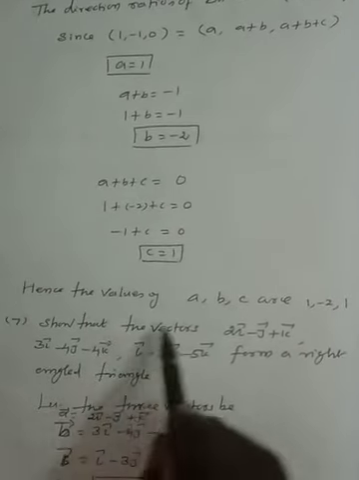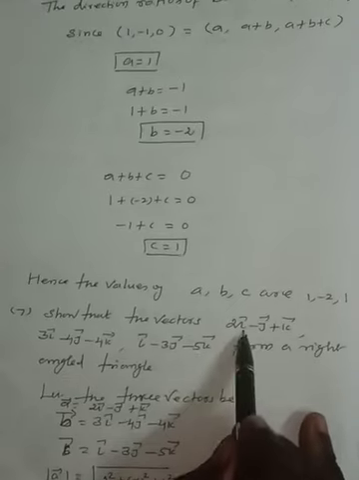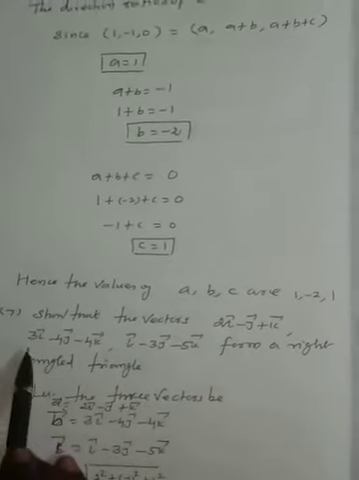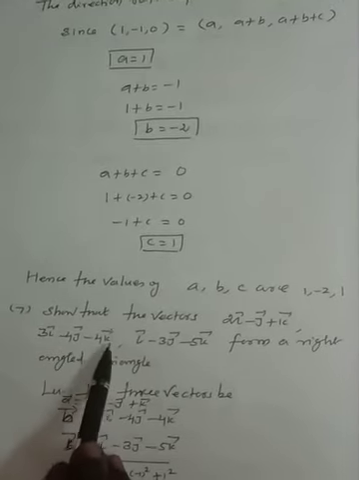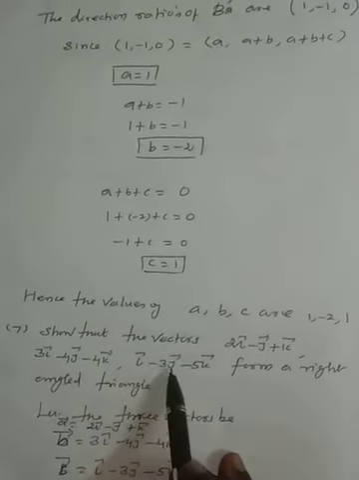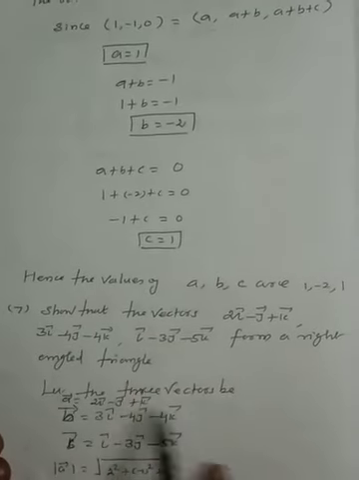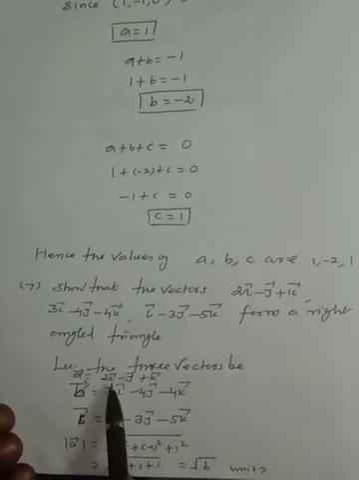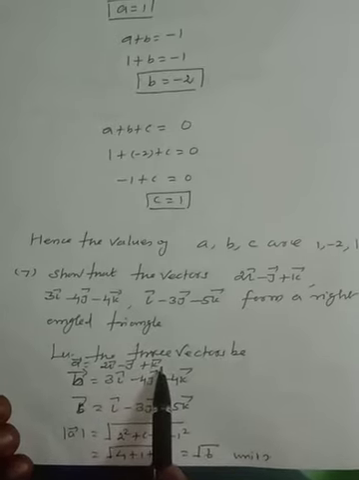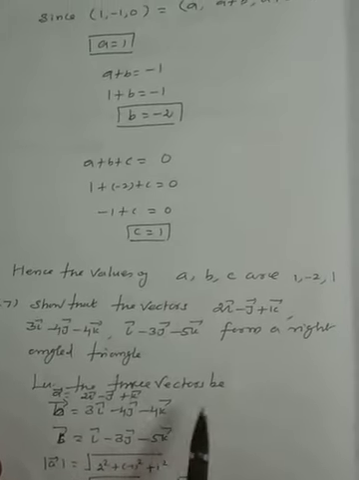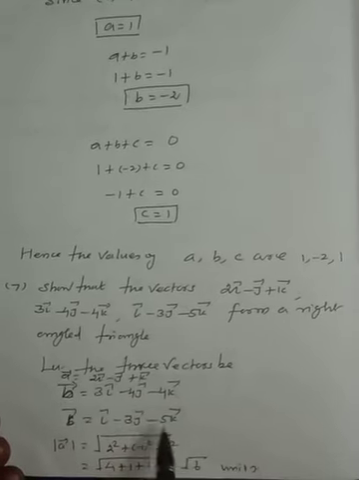Sum number 7. Show that the vectors 2i vector minus j vector plus k vector, the second vector 3i vector minus 4j vector minus 4k vector, and the third vector i vector minus 3j vector minus 5k vector form a right angle triangle. Let the three vectors be: a vector is equal to 2i vector minus j vector plus k vector, b vector is equal to 3i vector minus 4j vector minus 4k vector, c vector is equal to i vector minus 3j vector minus 5k vector.